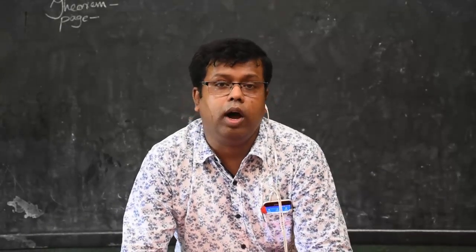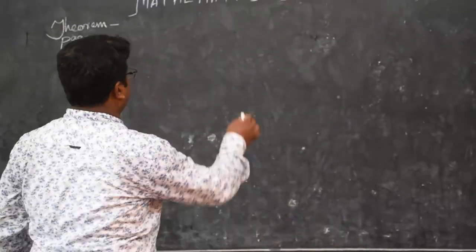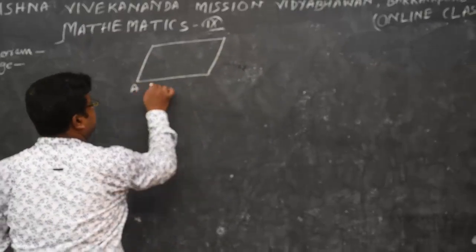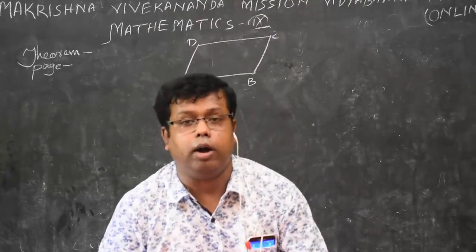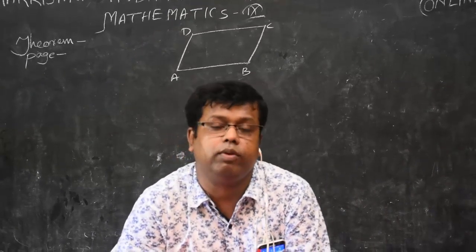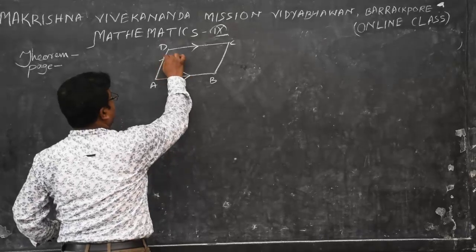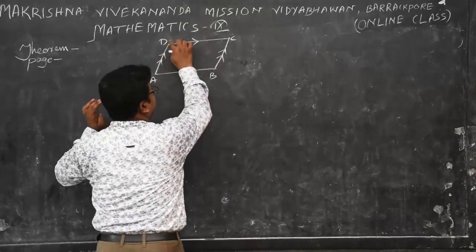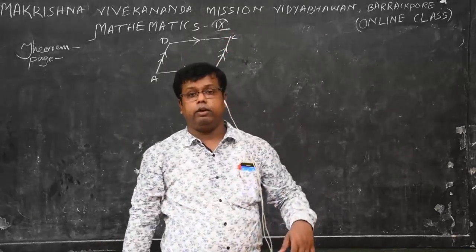Before starting the chapter, you have to understand what is the definition of the parallelogram. What is a parallelogram? I am constructing a figure of parallelogram. It is a parallelogram. Now we have to understand the definition. If opposite sides of a quadrilateral are parallel to each other, then it is called a parallelogram. From the definition we get these two sides are parallel and these two sides are parallel to each other, that is AB parallel to DC and AD parallel to BC. It is the definition. Okay.